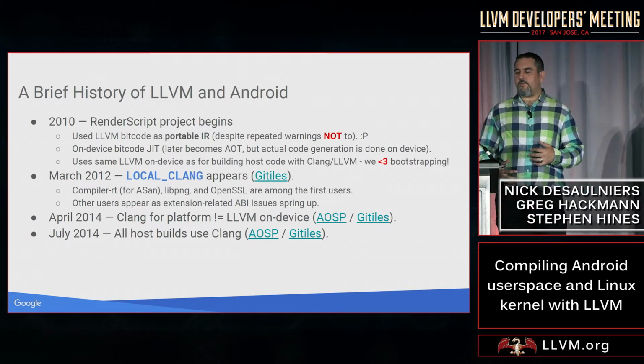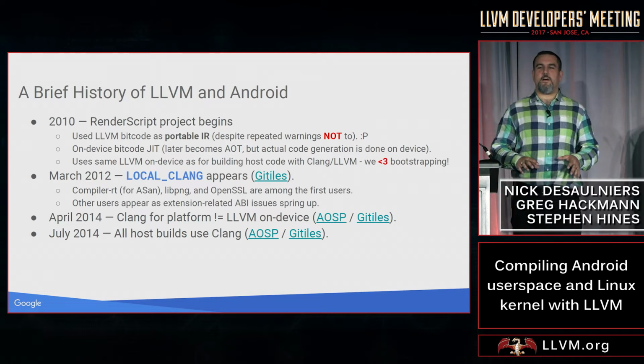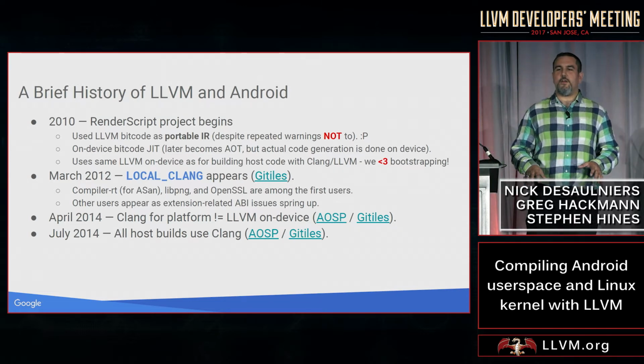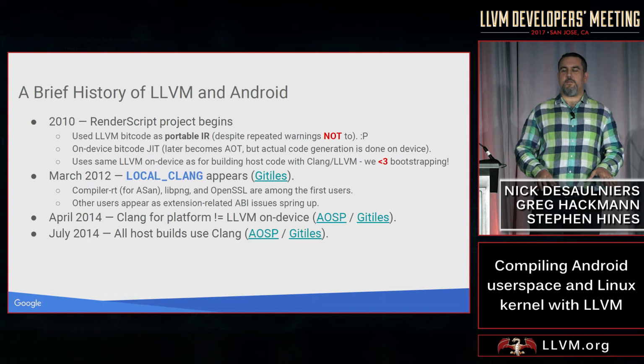And by July 2014, host builds, and this is really talking about the tools that are used to build Android, were being built with Clang. All of them were being built with Clang. So this is things like stuff for packaging up Android apps and some of the other compiler stuff for Android was now going to use Clang.